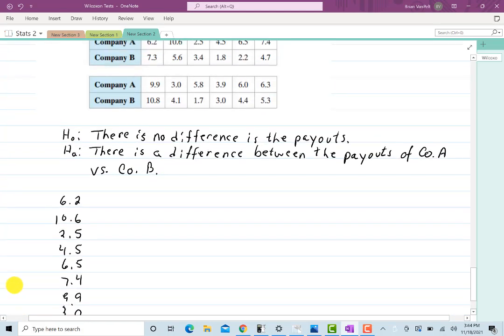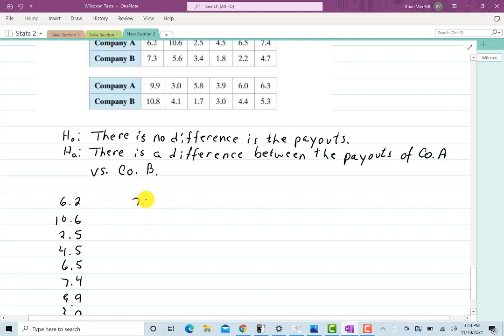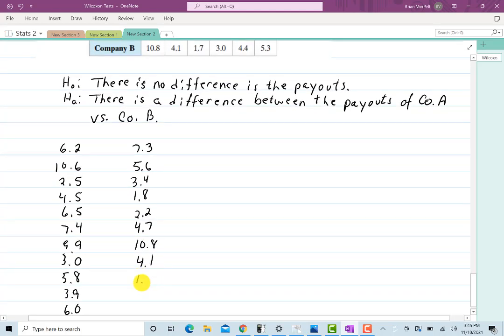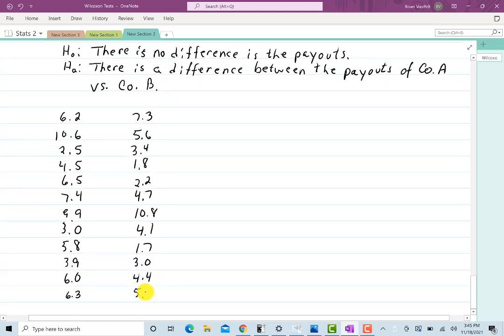And then for the other one, let me get these numbers too: 7.3, 5.6, 3.4, 1.8, 2.2, 4.7, 10.8, 4.1, 1.7, 3.0, 4.4, 5.3. Now what you should do is make this into one long string of numbers sorted from lowest to highest.